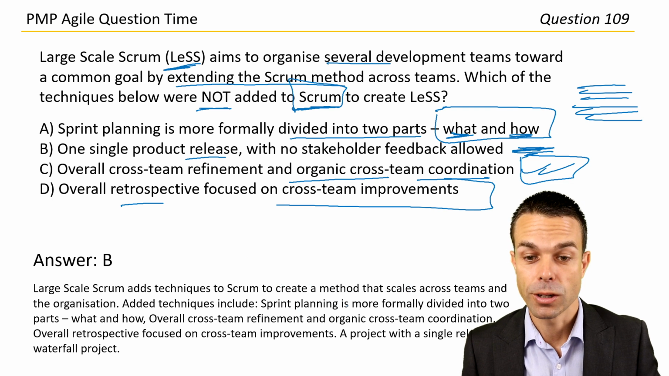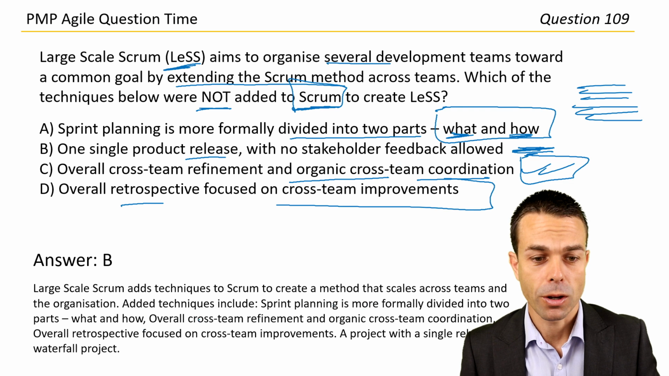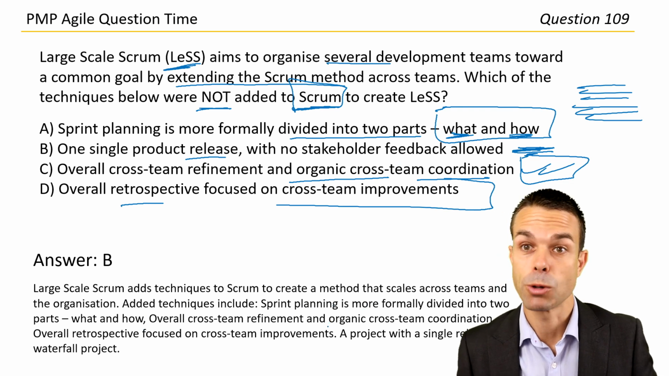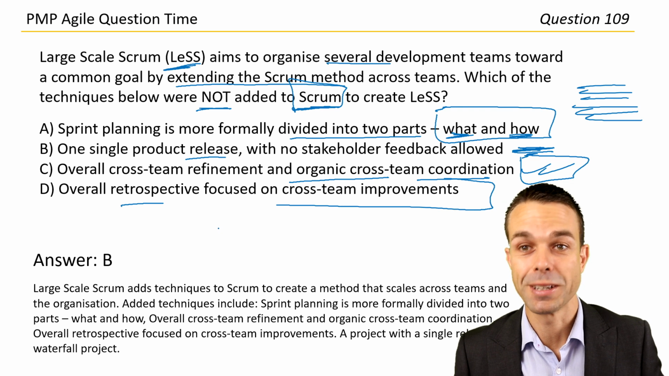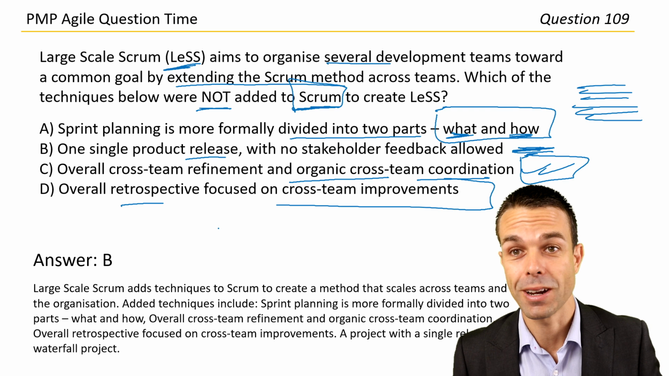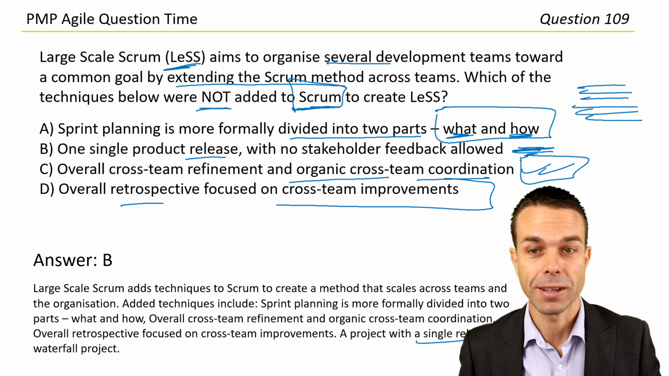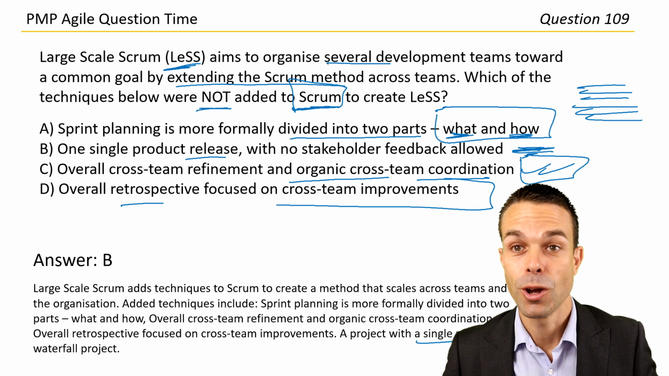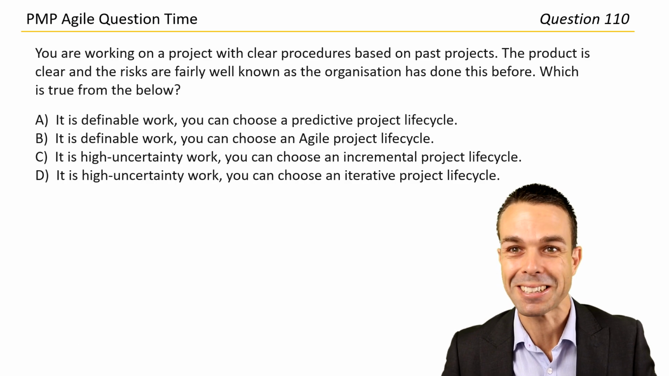Added techniques include sprint planning with what and how. Now that's really interesting. Overall cross-team refinement, cross-team coordination, cross-team retrospective, and don't forget that shippable increment every iteration if it's possible. It's quite hard to do and quite hard to pull off, but that's what we're aiming for. A project with a single release is a waterfall project, as we know, or a predictive style of project management. Great stuff, guys. Let's get into the next one.